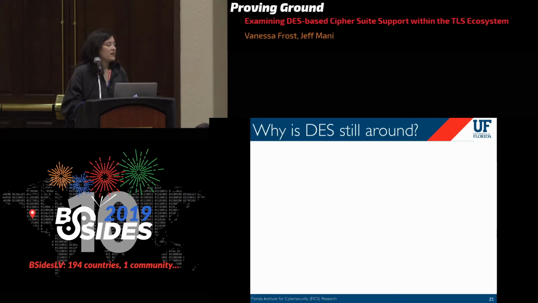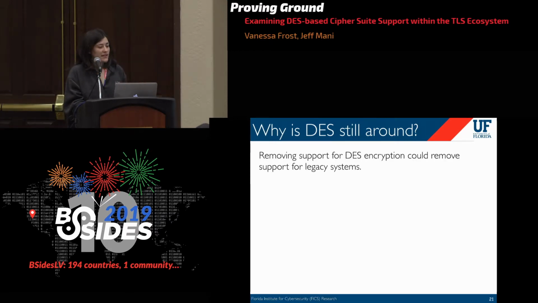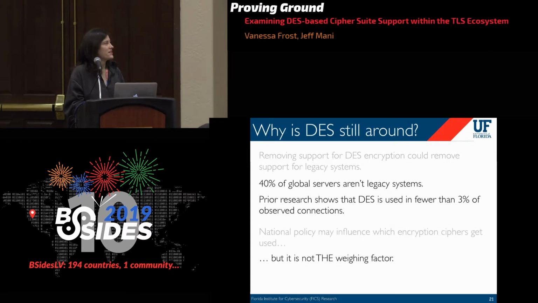All right, we've seen the map. It's everywhere. Why is DES still being used? We had a couple of ideas. One is that these people who are accepting DES may see that removing support for DES encryption could remove support for legacy machines. And secondly, as we saw, national policy might influence which encryption ciphers get used. But we don't think that these are compelling reasons because 40% of global servers aren't legacy. The previous research has borne this out. At the highest number that we saw, triple DES, 1.4% of connections were using DES. Why are they needing 40% support?